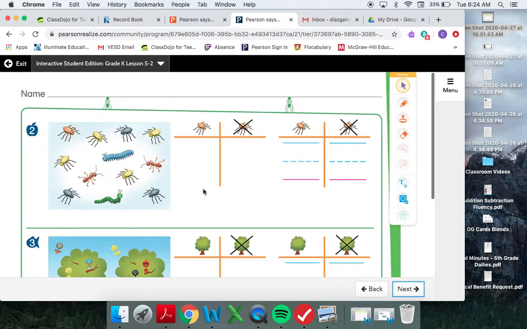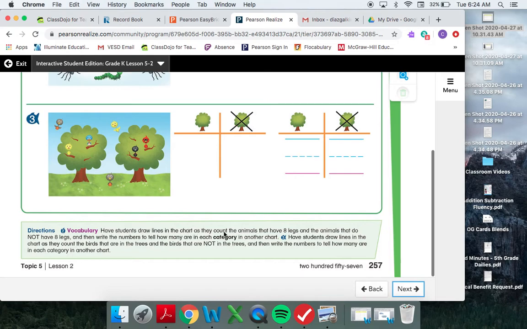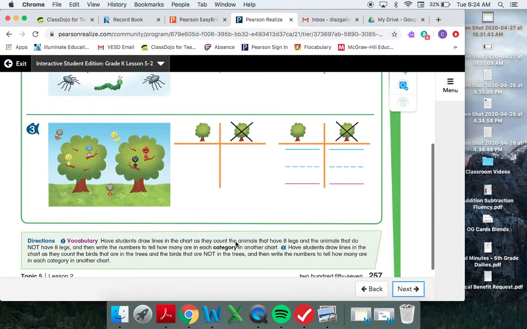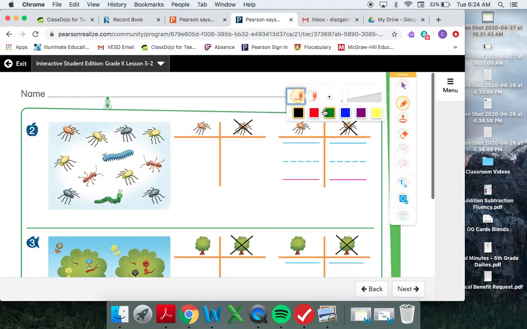All right, so we're going to do the same thing here. It looks like we're classifying bugs with legs, and if we don't know, we can always read under here. Have students draw lines in the chart as they count the animals that have 8 legs and the animals that do not have 8 legs. Then write the numbers to show how many are in each category. Okay, so we're going to look for their legs, and this one's going to be a little tricky just because it's so close. Their legs are so small.